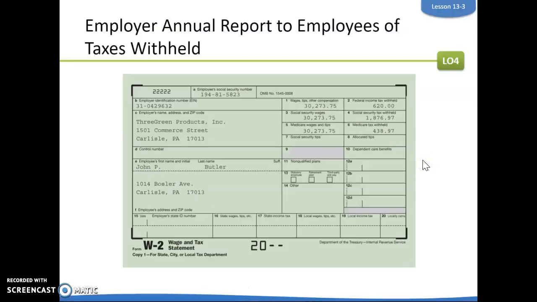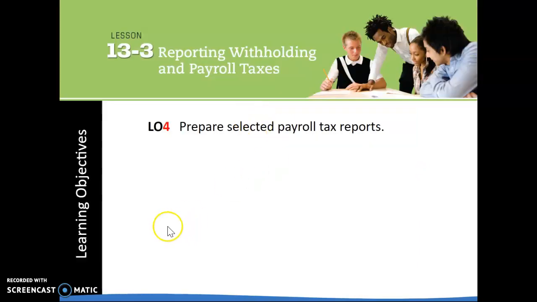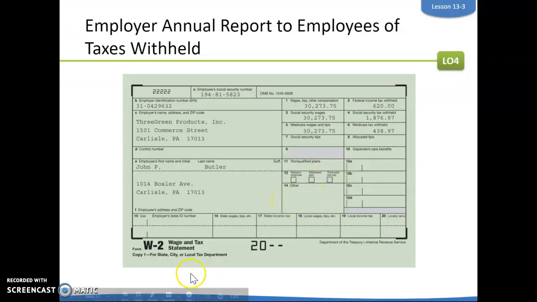them. So the first one here, up at the top, we say employer annual report to employees of taxes withheld. This is sent out annually by January 31st to all employees, and this is called a W-2. The W-2 is the wage and tax statement, so this is what you would use to report your taxes during your tax time. This would be the report of all the different taxes withheld for the year. So you have your wages, and then you have your federal income tax withheld, Social Security tax withheld, Medicare tax withheld, and then it would have different things if you had more on there.